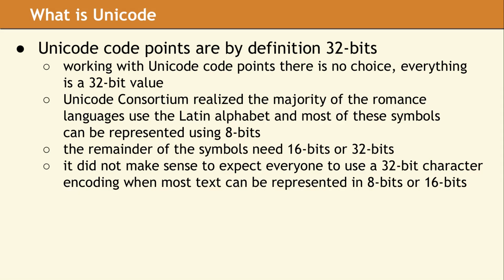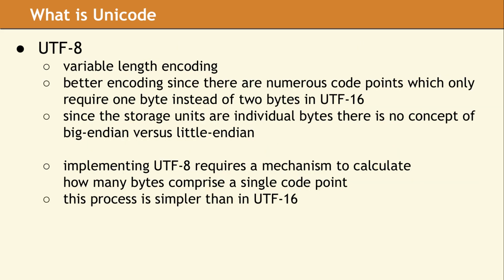Unicode code points are always 32 bits. In each of the 3 examples we just showed, each one has a 32-bit value, but not all the bits are used. This explains why using a 32-bit encoding would be quite wasteful. One of the common variable length encodings in use for Unicode is UTF-8. It is a very efficient encoding, since there are a good number of code points which only require 1 byte to represent, as opposed to UTF-16, which has a minimum of 2 bytes for any code point.